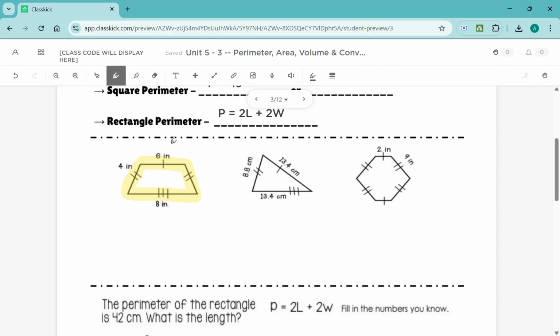Now, I don't have a side length right here. Well, remember, I can use my dashes to help me know that this side has 2 dashes, this side has 2 dashes, so they're actually going to be equal. So sometimes you're going to have to figure out some missing sides.